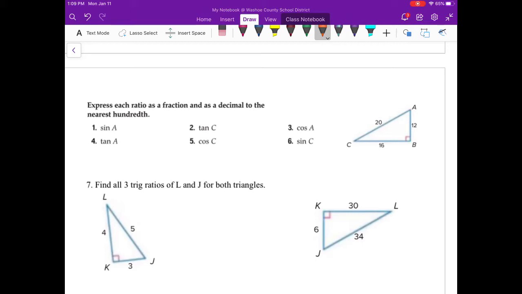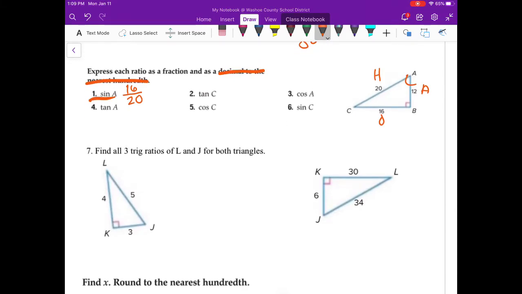When we are expressing the ratio as a fraction and as a decimal, we don't really need to do it as a decimal. We're just going to do it as a fraction. So for example, to do number 1 together, if I was doing sine of A, this would be my opposite, my adjacent, and my hypotenuse. I know that sine is opposite over hypotenuse. In this case, my opposite is 16, my hypotenuse is 20, and I'm done. So just setting up that fraction is what we're looking for in the first 6 examples.